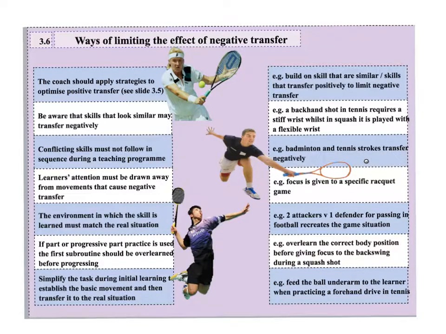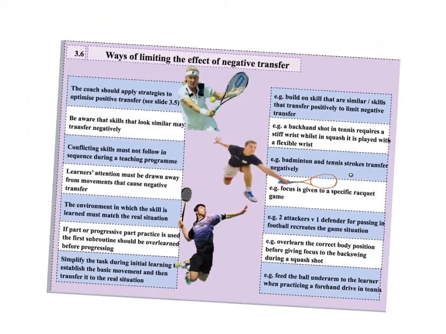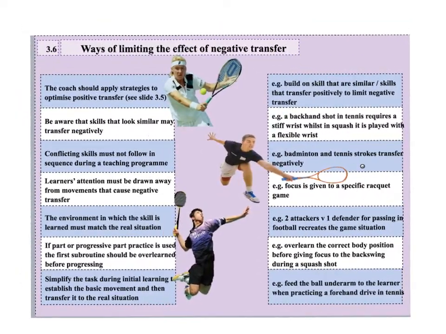Then on the flip side, we can look at the ways that we're going to limit negative transfer. So again, the coach should apply strategies to optimise positive transfer. See the previous slide. And then again, we've given an example: build on skills that are similar and transfer positively to limit negative transfer. Conflicting skills must not follow in a sequence during a teaching programme. For example, badminton and tennis strokes transfer negatively.